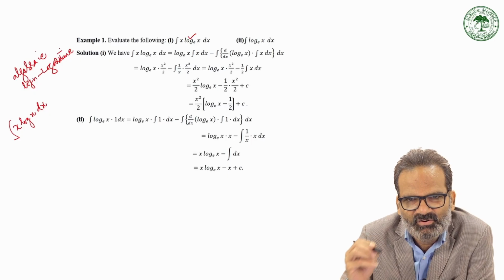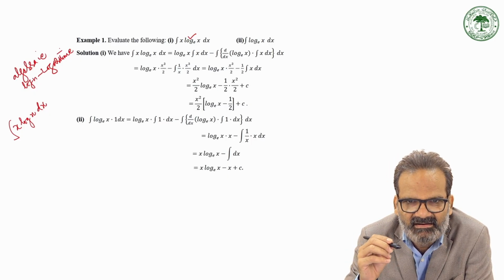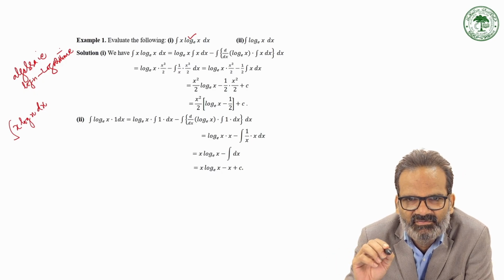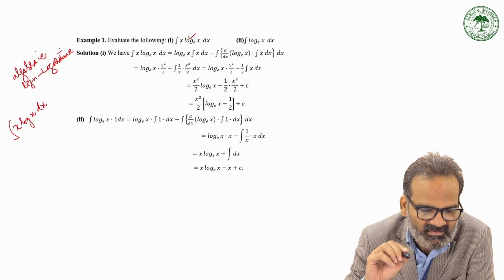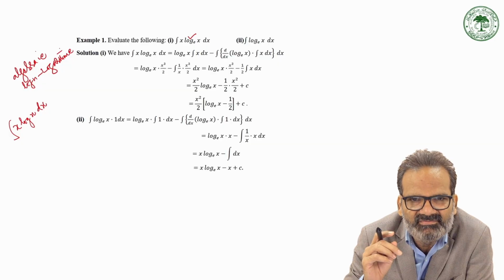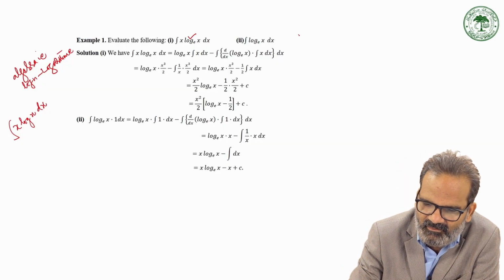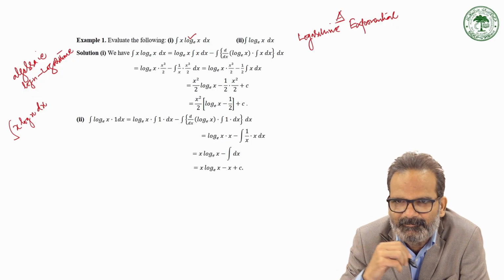So which function should be taken as first and which as second, this we have to decide. We just discussed in the last slide the basic convention we have to follow for the selection of first and second function. So what was the convention? Logarithmic functions are always taken as first, and exponential functions are always taken as second. The position of the algebraic function lies in between these two, right?